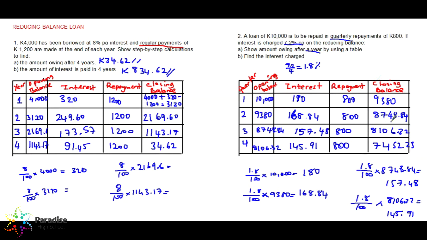The question is: show the amount owing after a year by using a table. So we answer the first question. The answer will be here, 7,452.23 kina. So this is the final answer. Find the interest charge. How do we find the interest charge? We add all the numbers in the interest column.